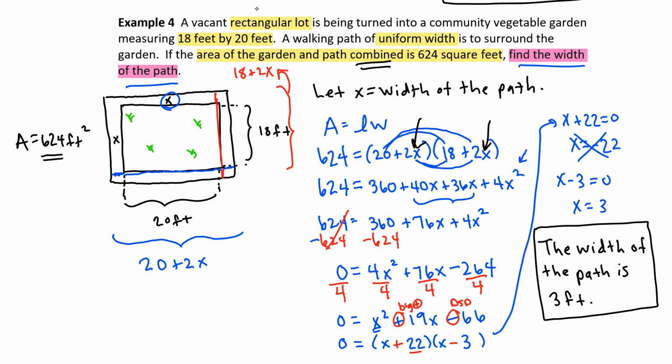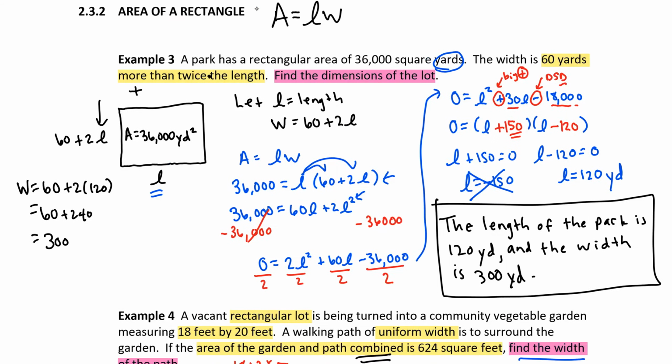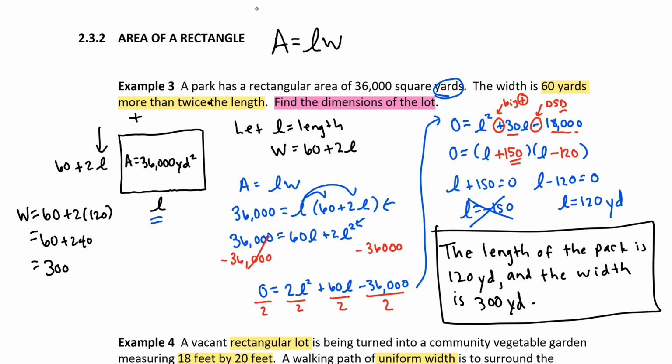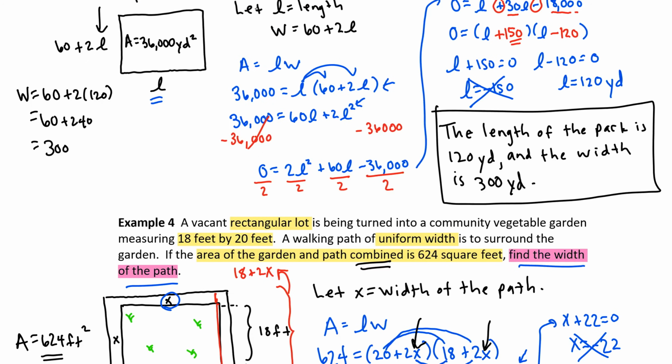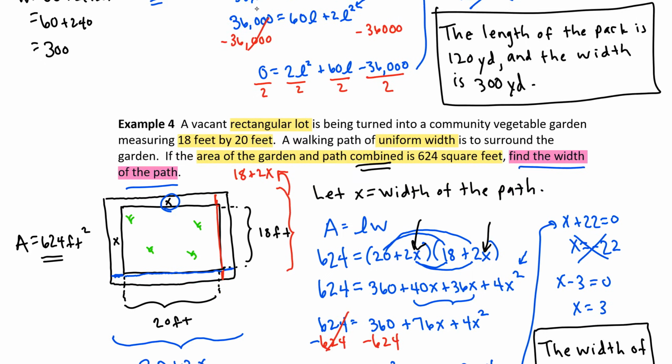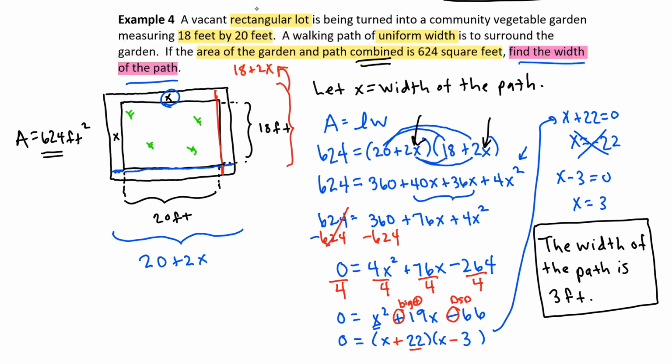So what these two examples have in common is we were using a very simple formula, area equals length times width, but in both cases, it led us to a quadratic equation, which we were able to solve by factoring. And don't forget, you could also have solved those by quadratic formula and gotten the same answer. All right, in the next section, we'll consider a new type of application.